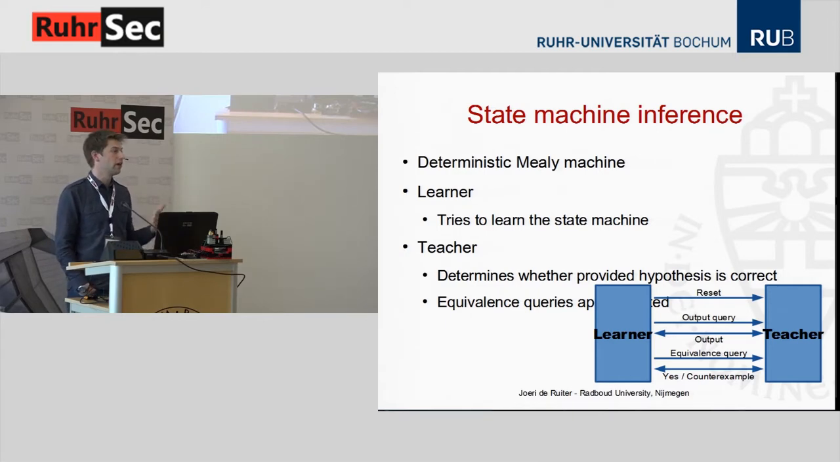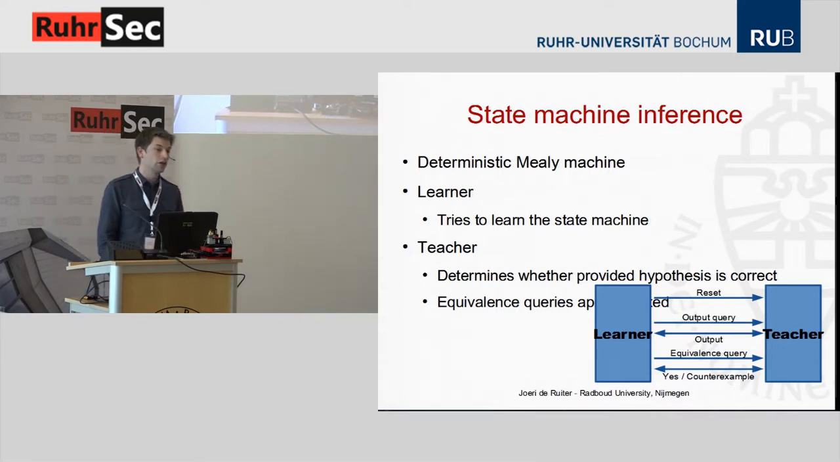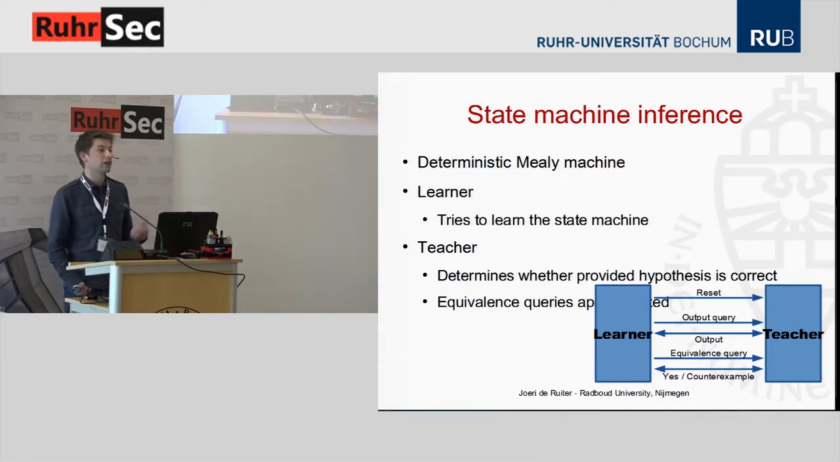Then the second type of action are so-called output queries, the queries that we've seen before. You send a particular message to the implementation, and you see what you get back. And then by combining these reset queries and these output queries, the learner will try to build up a hypothesis, as we've seen before. And then once it's convinced that it has something useful, it will give this hypothesis to the teacher, and this is done using a so-called equivalence query.